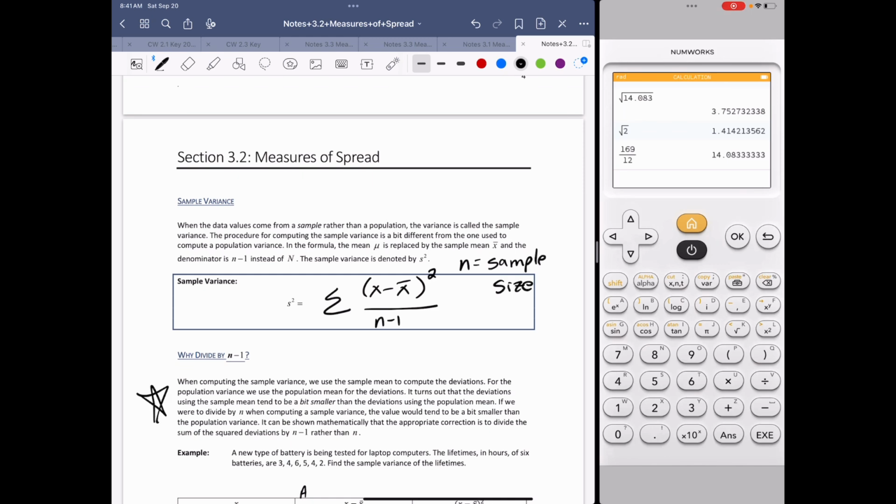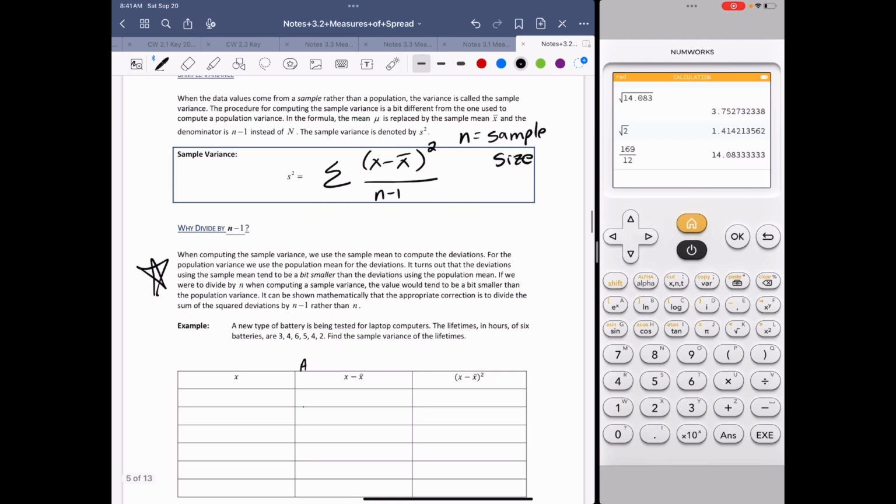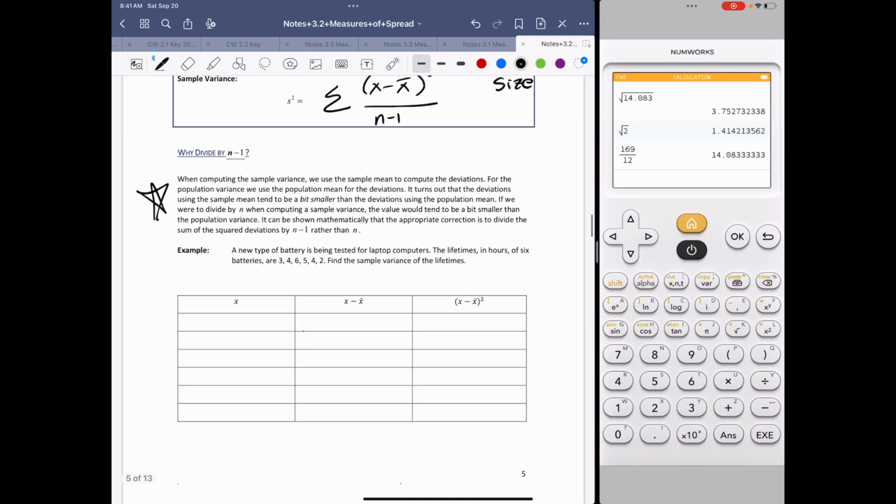And if you read over this, it tells you why we do that. But the gist of it is when you take a sample, you're always trying to estimate the population, and using n minus 1 gives you a better estimate of the population.